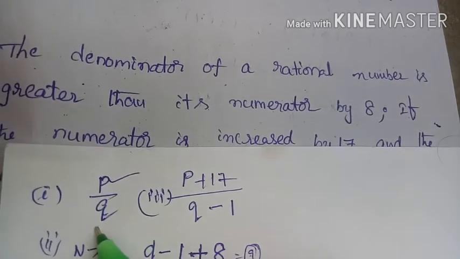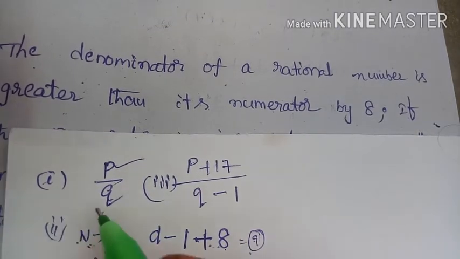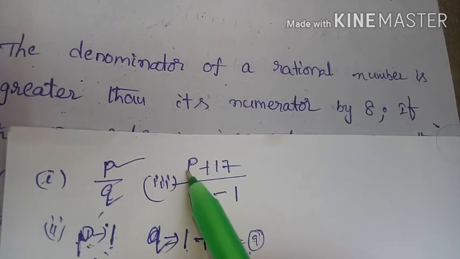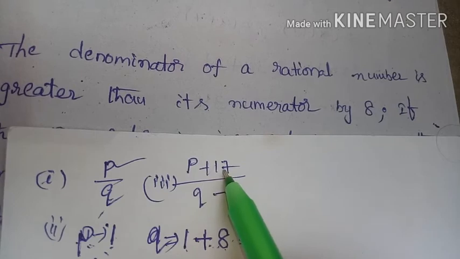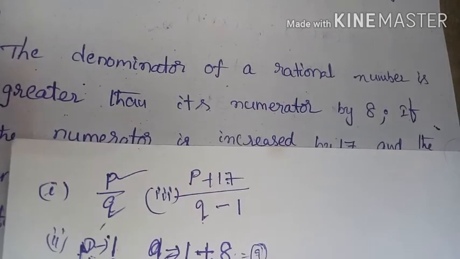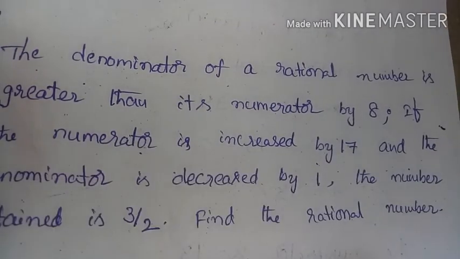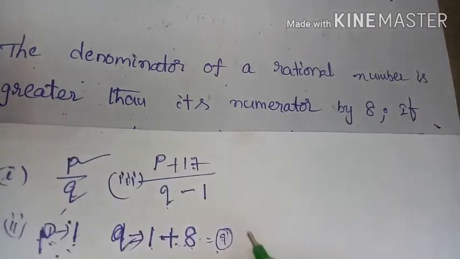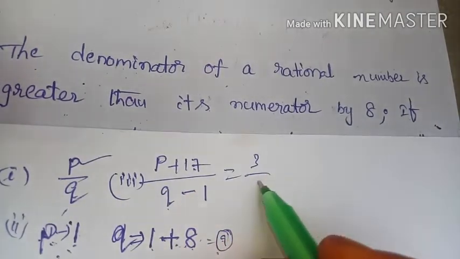First clue is the rational number. Second clue, if p as a numerator is equal to 1, then q becomes 1 plus 8, 8 more. Third condition is, if the numerator is increased by 17, then the denominator is decreased by 1. Okay, and is there any other clue? And the number obtained is 3 by 2.